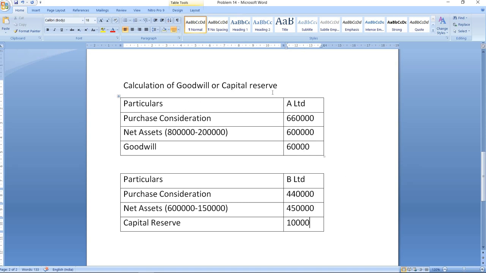This is how you calculate goodwill or capital reserve. Okay. This is how you solve the problem.